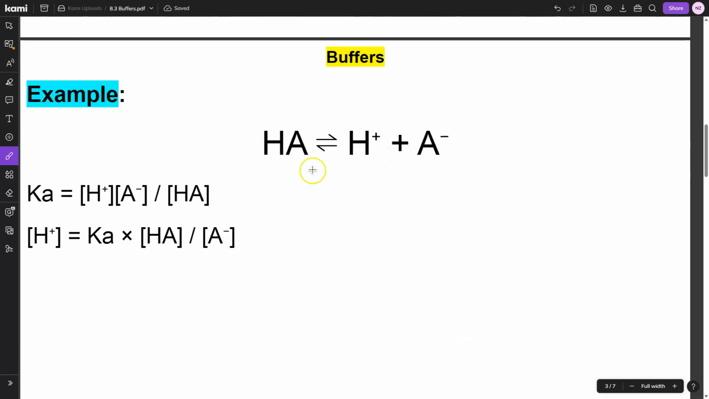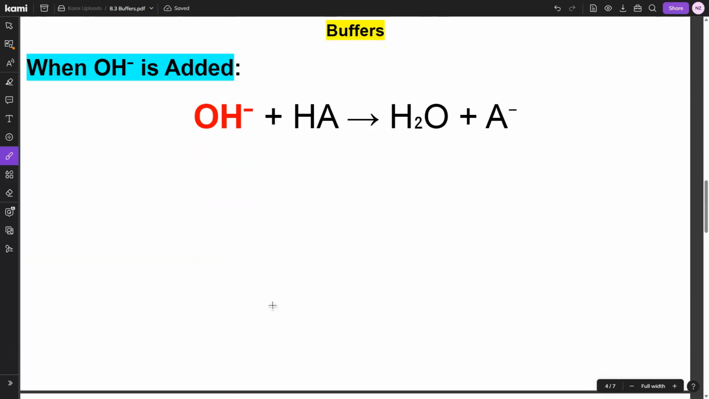So this is the format for a buffer system. Notice we have our acid, we have our conjugate, and it is a reversible reaction, meaning it can go both directions. So if we rewrite to solve for Ka, it would follow the normal format that we have used in the past. And we can also rewrite Ka to solve for H+, like if we were trying to find its pH, by rearranging the equation, and we would end up with this. So we'll come back to that.